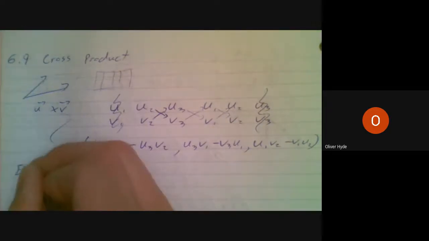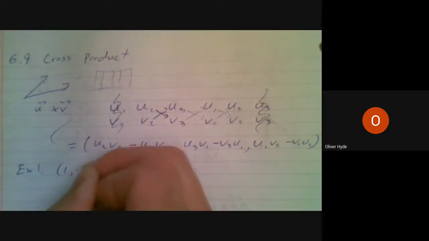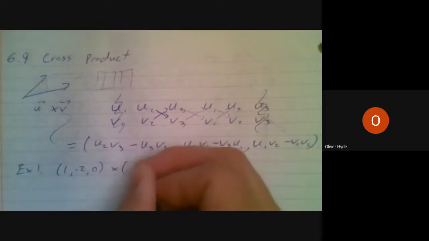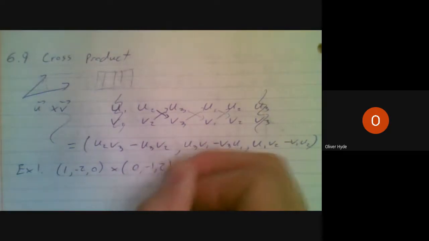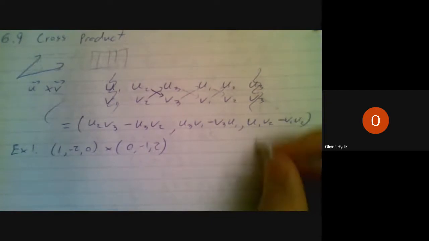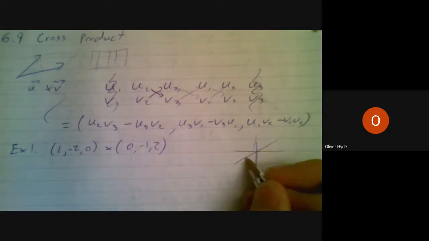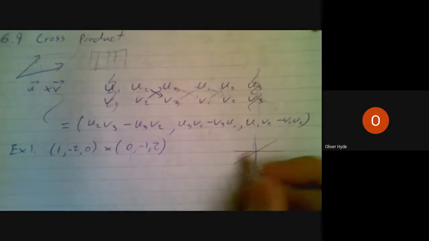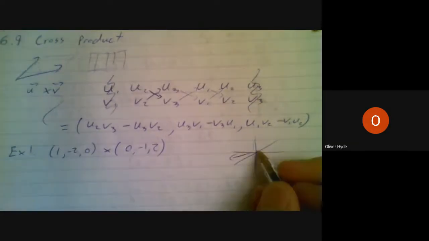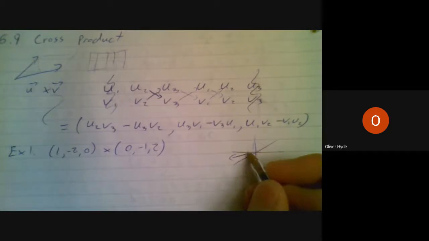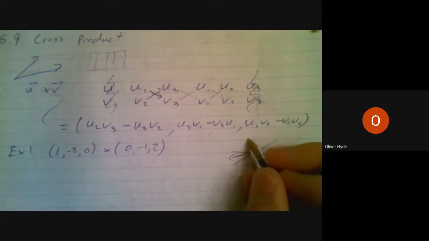So let's find (1, -2, 0) cross (0, -1, 2). I don't think I'm going to find a sketch that useful here. Well, let's find out. Goes forward 1, left 2, up 0. So I guess that's that first vector. Next vector goes forward 0, left 1, up 2.